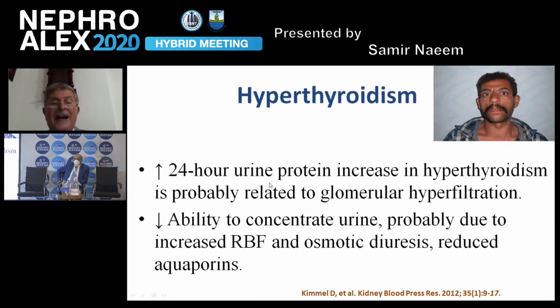In hyperthyroidism, again, there is increased 24-hour urine protein due to glomerular hyperfiltration, and there is diminished ability to concentrate urine. So we are seeing polyuria due to hyperthyroidism without diabetes. The explanation is the increase in renal blood flow, osmotic diuresis, as well as reduced aquaporins, which lead to a form of nephrogenic DI.